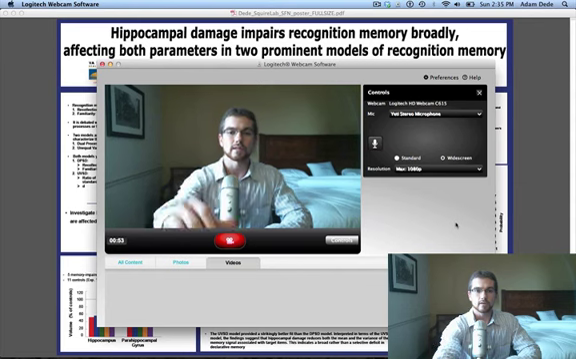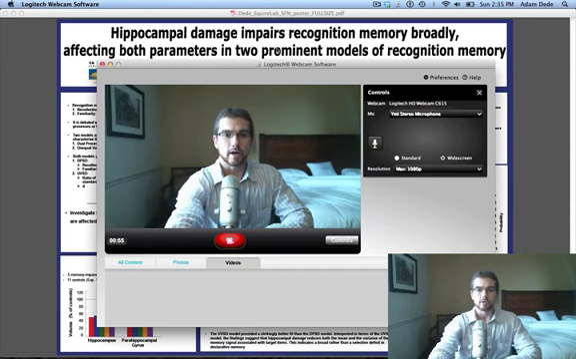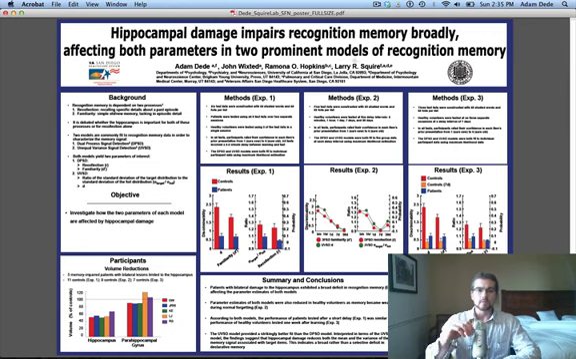And so rather than trying to show you my poster and spread it all out, there's no way to ever see it. So I'm just going to put it up on screen for you guys here. Let's see. So there we go. So my poster, the title of my research was Hippocampal damage impairs recognition memory broadly, affecting both parameters in two prominent models of recognition memory.